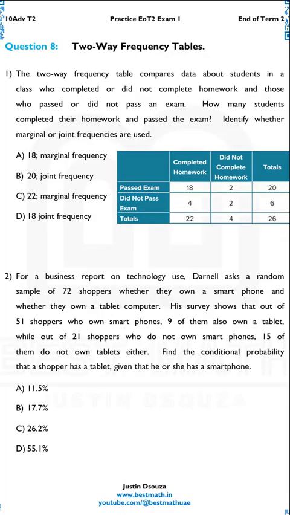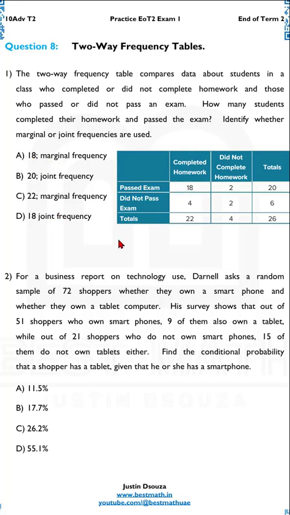We have 2 way frequency tables. Here they have told, let's just look into what they want. How many students completed their homework and passed the exam? Look at this table. Completed homework, that's 18. Passed the exam, 18. So this one, it's 18.